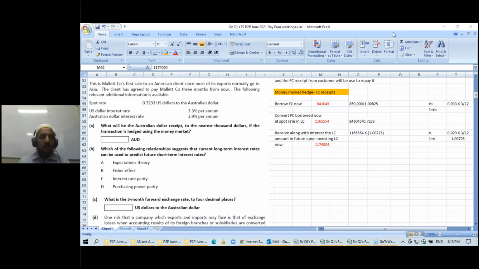Okay, students, now moving on to part B. Which of the following relationships suggest that current long-term interest rates can be used to predict future short-term interest rates? So which of the relations can be used to predict the short-term future rates? It is expectancy theory which helps you out.